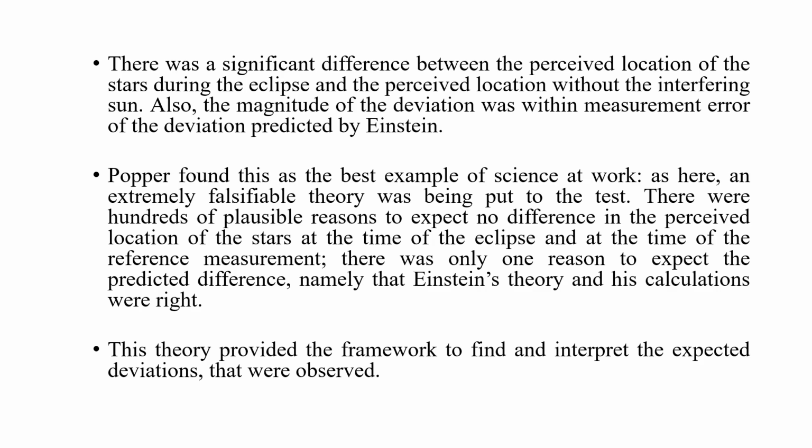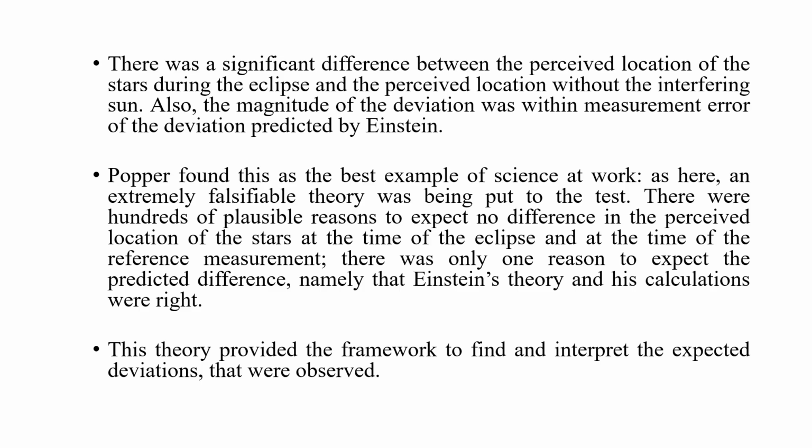For example, just to give you a more detailed peek, there was a significant difference between the perceived location of stars during the eclipse and the perceived location without the interfering sun. Also, the magnitude of the deviation was in line with the measurement error that was predicted by Einstein's theory and not by Newton's theory. So Popper basically says this could be touted as one of the best examples of science at work, an extremely falsifiable theory, because it gives very specific and precise predictions, being put to the test.